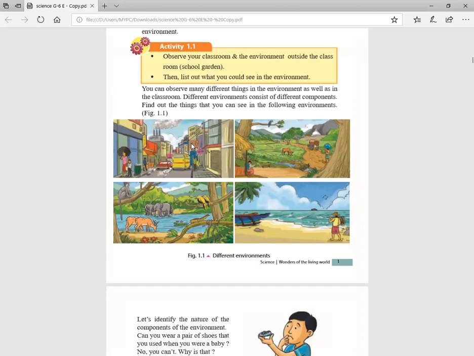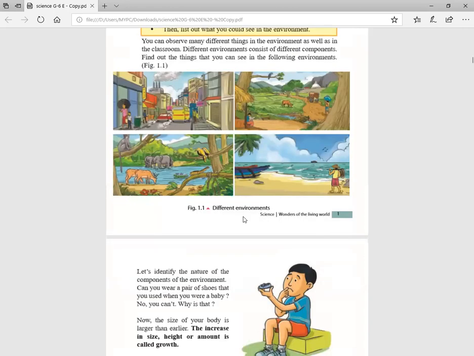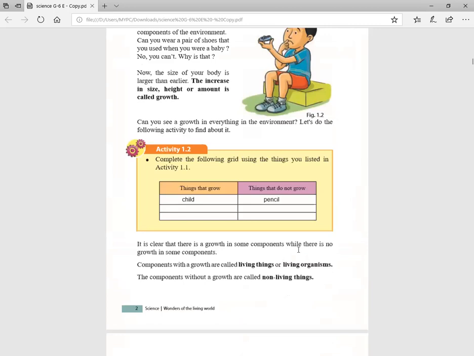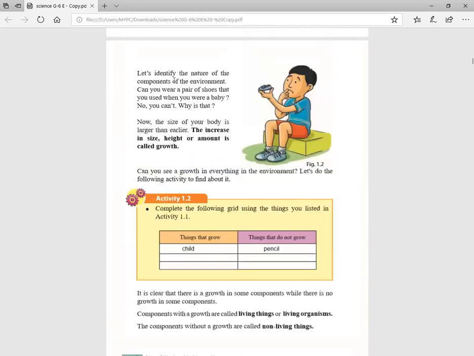This is a city and this is a village. This is a forest and this is a beach side. There are different environments. Okay, other side. Let's identify the nature of the components of the environment.